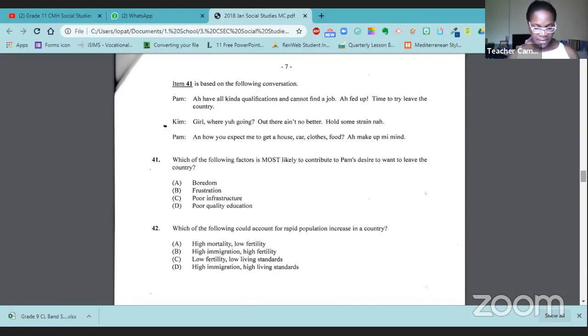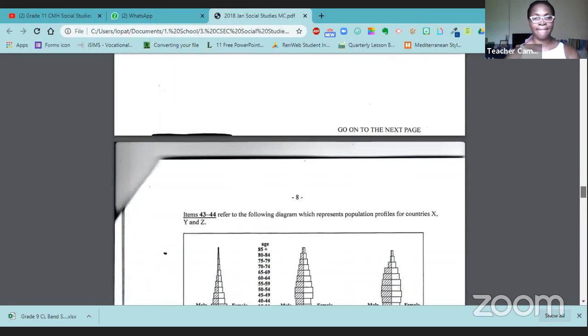Which of the following could account for a rapid population increase in a country? B, high immigration, high fertility. Immigration, enough people are coming. Fertility, enough births. So enough people coming into the country and a lot of babies being born, of course, that's going to automatically lead to an increase.